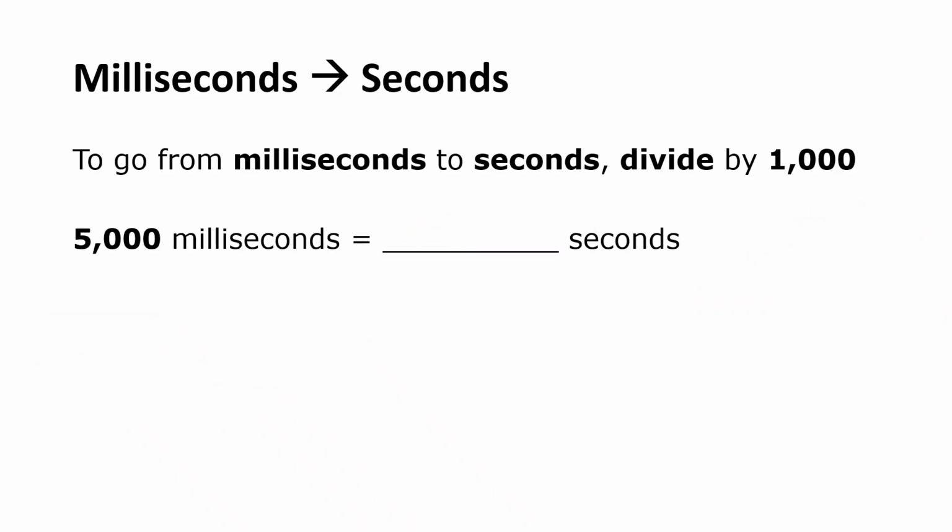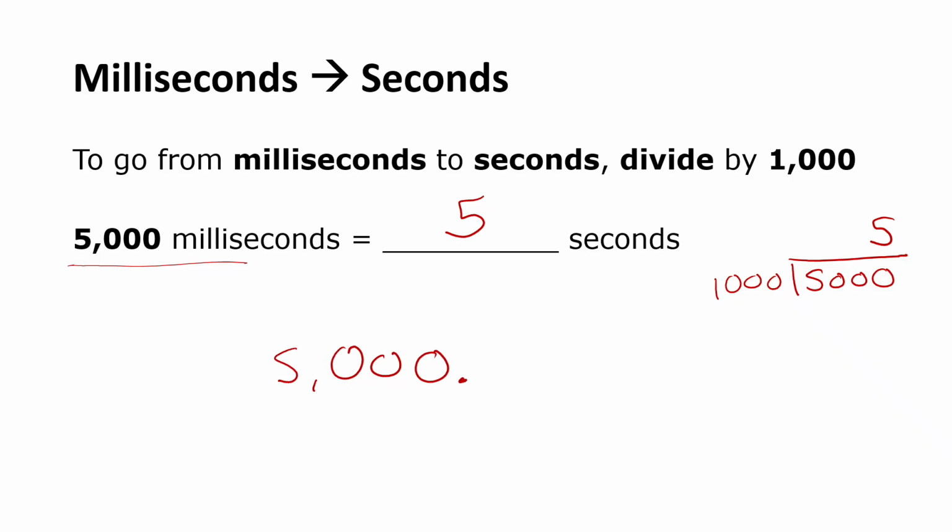All right, let's do another sample problem. So here we'll start with 5,000 milliseconds. If we do long division, we'll have 5,000 divided by 1,000. 1,000 goes into 5,000 5 times, so the answer is 5 seconds. If we want to just move the decimal place over, we have 5,000. Move the decimal place over 3. 1, 2, 3. So that's now a decimal point. So we will have 5 seconds. So 5,000 milliseconds equals 5 seconds.